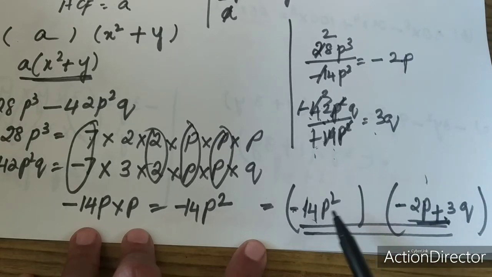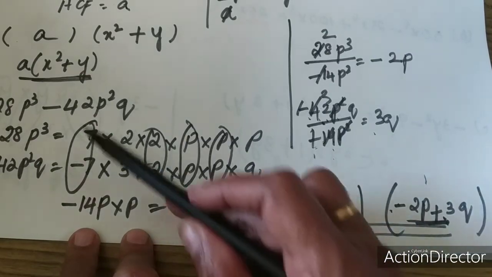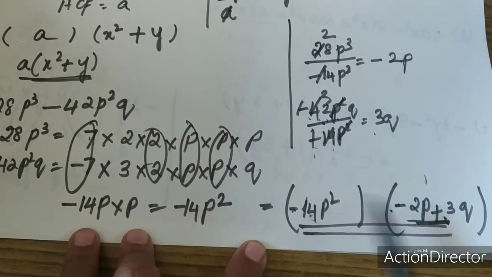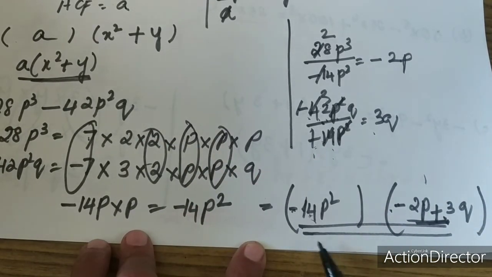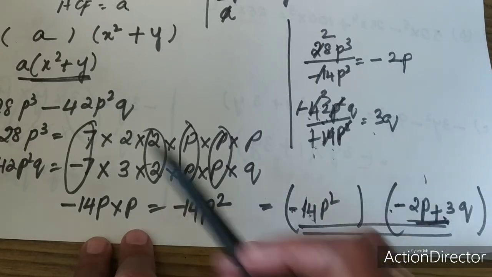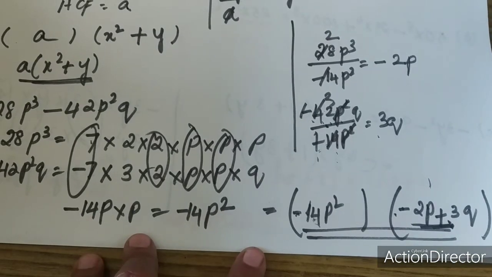Now after getting the answer, you can cross check it also. Minus into minus is plus, 14 into 2, 28, I am getting. P square into p, p cube. Similarly, minus into plus is minus, 14 into 3, 42. P square into q is p square q. So after getting the answer, it is always better to cross check whether you are getting back the original form. Factorization is very easy. In general, you should remember that distributive property. Hope you understood the basic concepts over here.